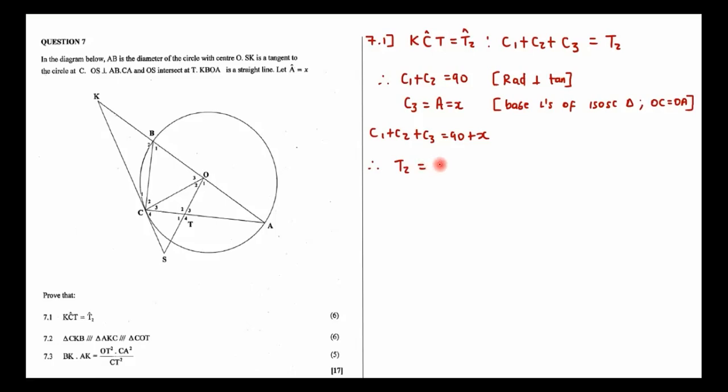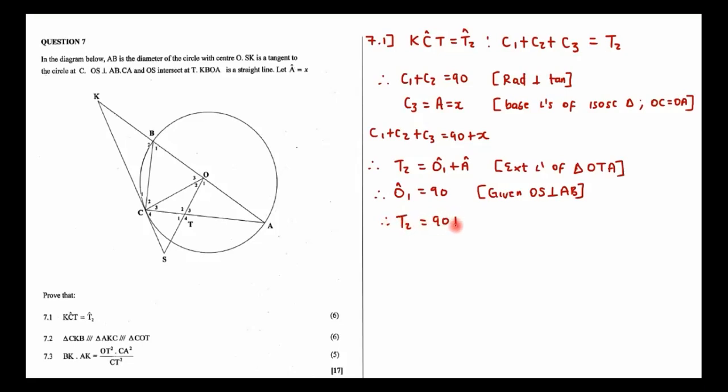So this then means that in order for us to calculate T2, we're going to say T2 is equal to O1 plus A. The reason for that is going to be the exterior angle of the triangle. Now we're going to specify the triangle so that they don't get confused. From here, we can see that O1 is equal to 90, and the reason was that we were given that OS was perpendicular to AB. And therefore T2 is equal to 90 plus X.